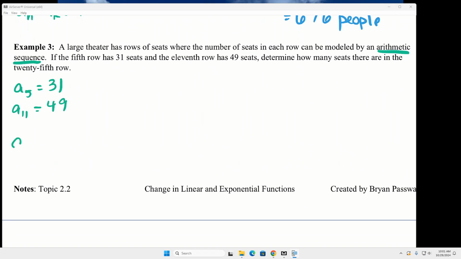All right, so we are going to use this arithmetic sequence formula that I hope you know. If not, hopefully you will soon, because we're going to have a quiz this week. I can't remember if it's Thursday or Friday. I think it's Friday.